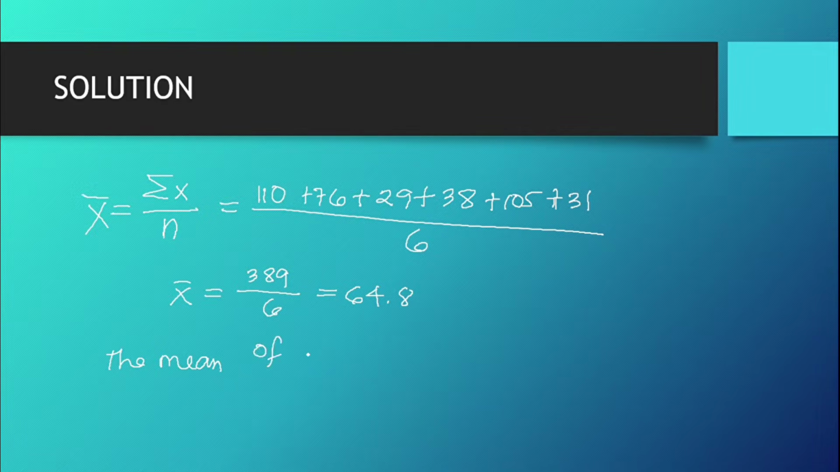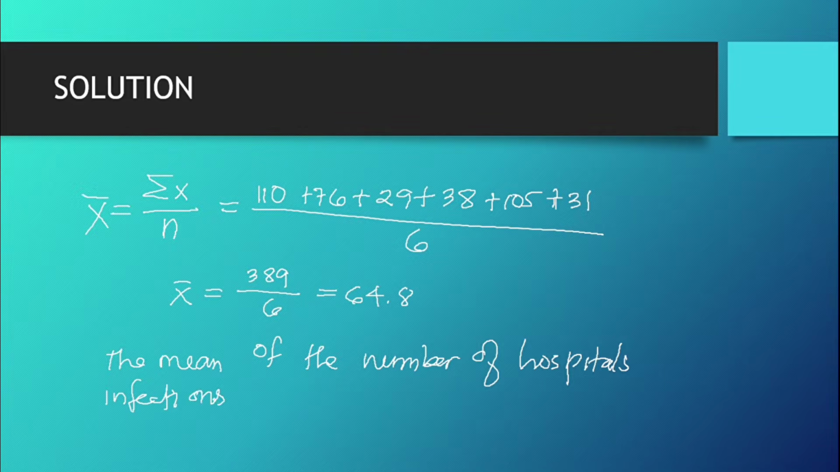So we could say that the mean of the number of hospital infections for the 6 hospitals is 64.8. Okay, that's it for solution number 2. So the mean of the number of hospital infections for the 6 hospitals is 64.8.